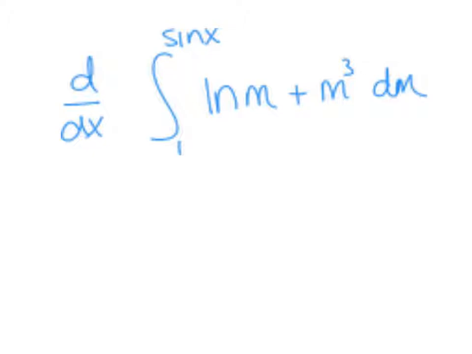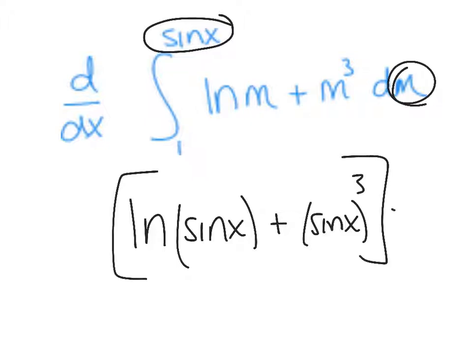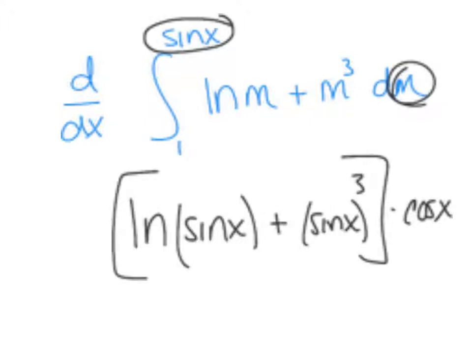Example number 2. Take the derivative of an integral. So we've got to recognize that as second fundamental. Of the integral from 1 to sine x of the ln of m plus m cubed dm. Okay, so let's apply the two rules. Take the upper bound and plug it into every letter m. So this is the ln of the sine of x plus the sine of x cubed. Okay, now it's all of that times the derivative of the upper bound. So times cos x. And there you have it. That's the second fundamental. That's what you would get if you were to actually integrate it and then retake its derivative.